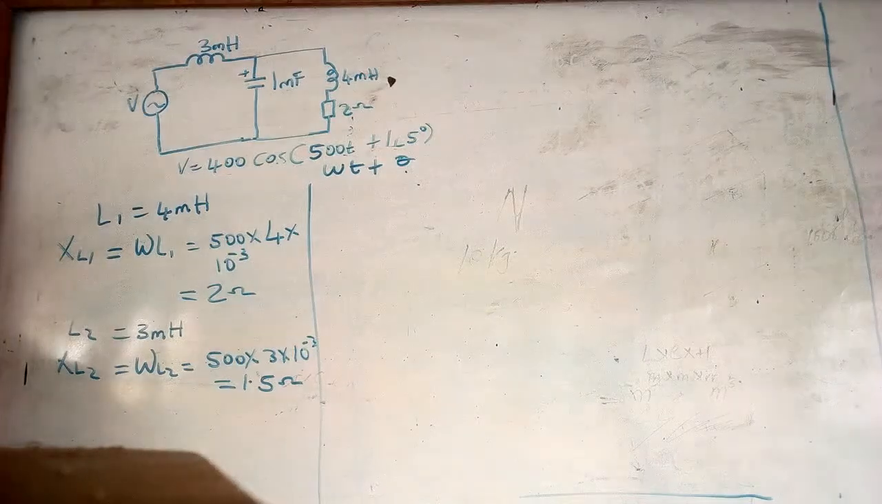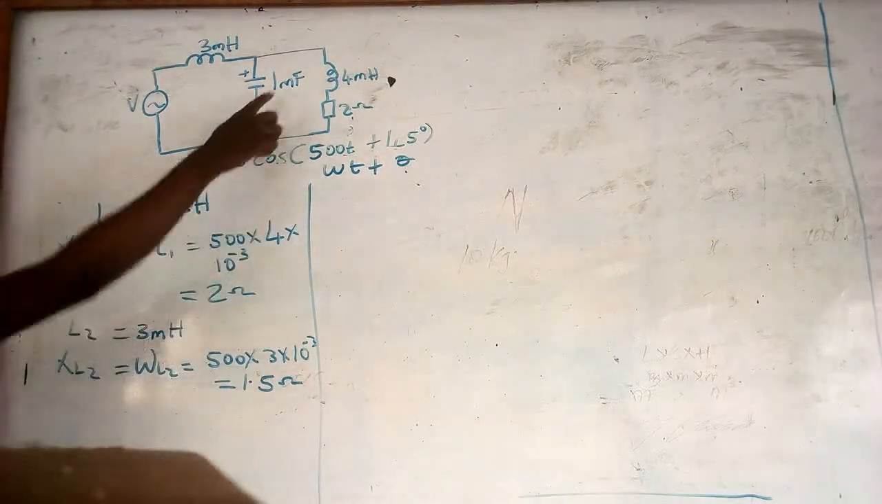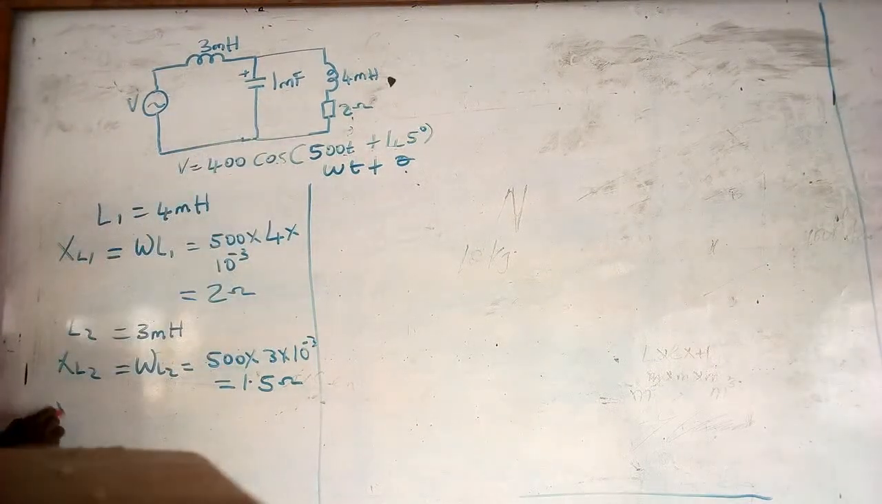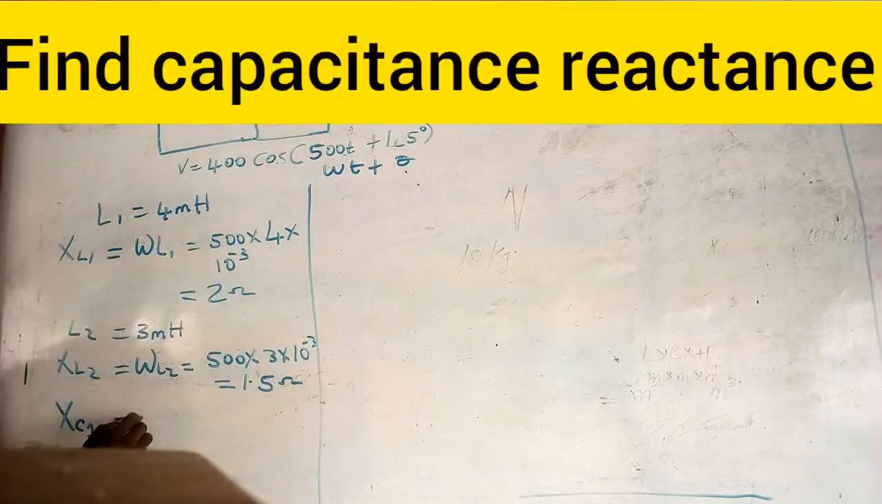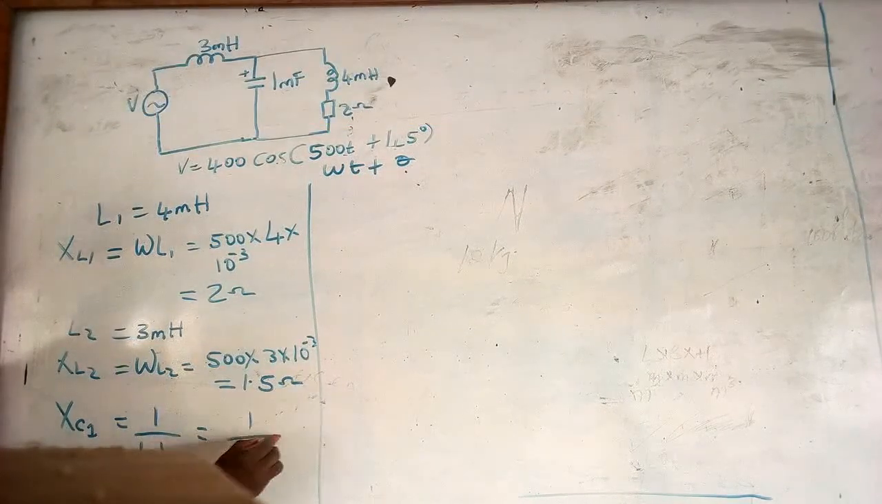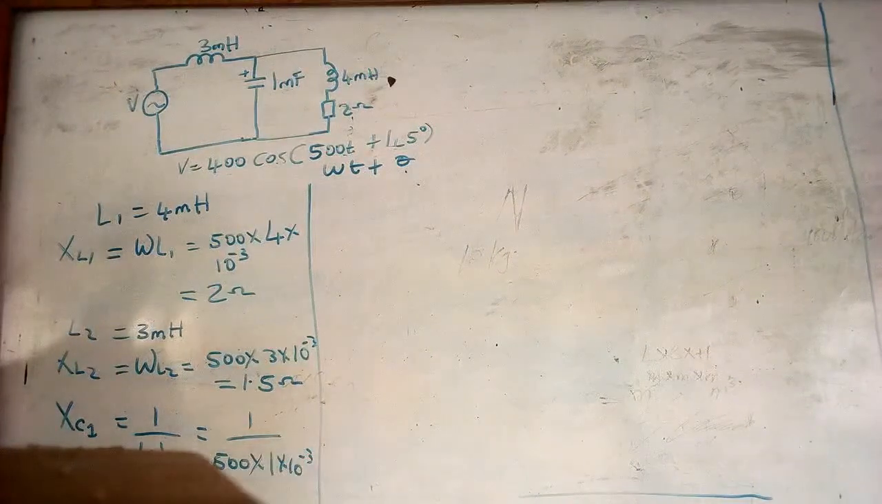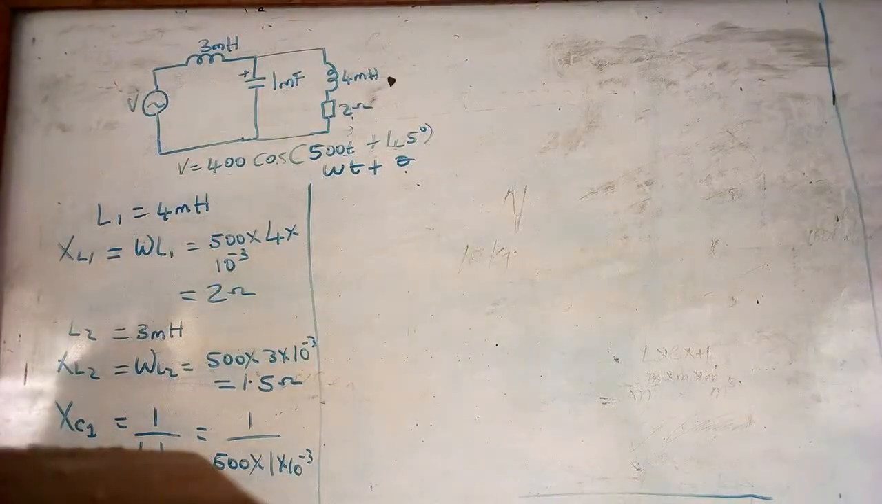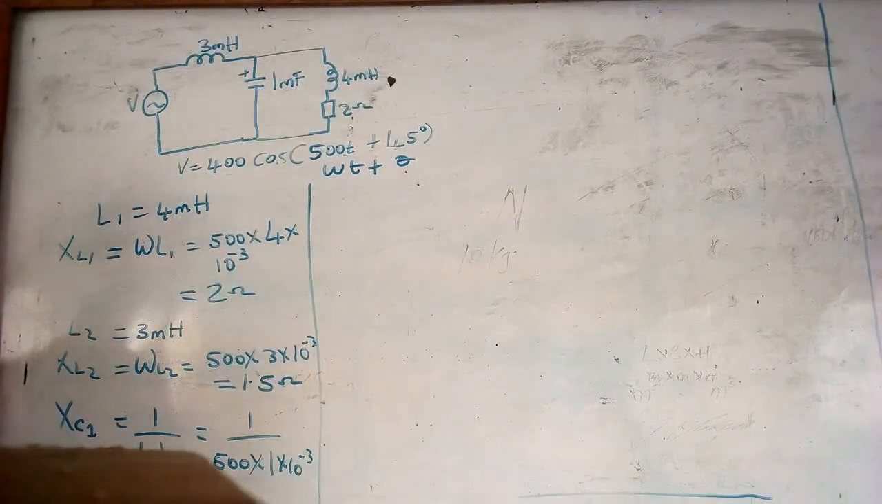What next do we look for? We look for our capacitance. The capacitive reactance for the primary side is 1 over ωC1, which gives us 1 over 500 times 1 millifarad, that is 1 times 10 raised to minus 3. Punch the calculator, what do you have? That is 2. Our answer there is 2 ohms.